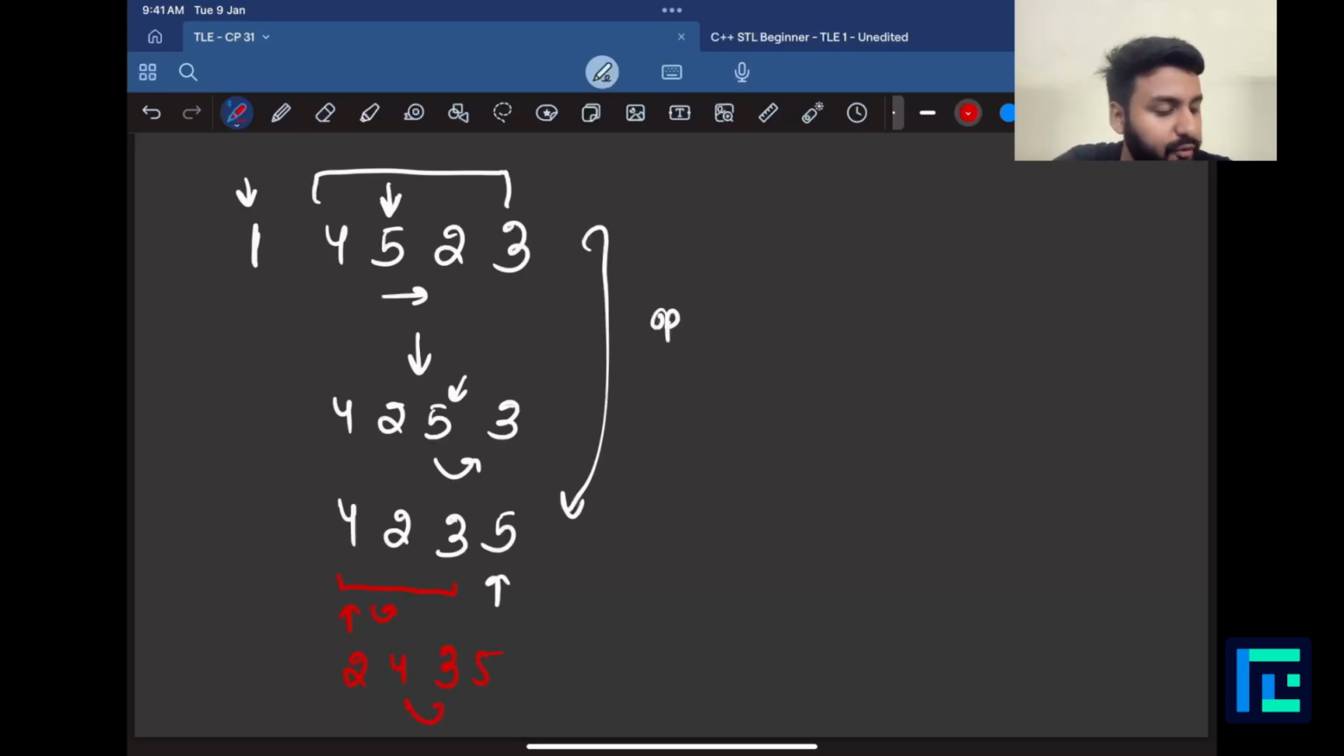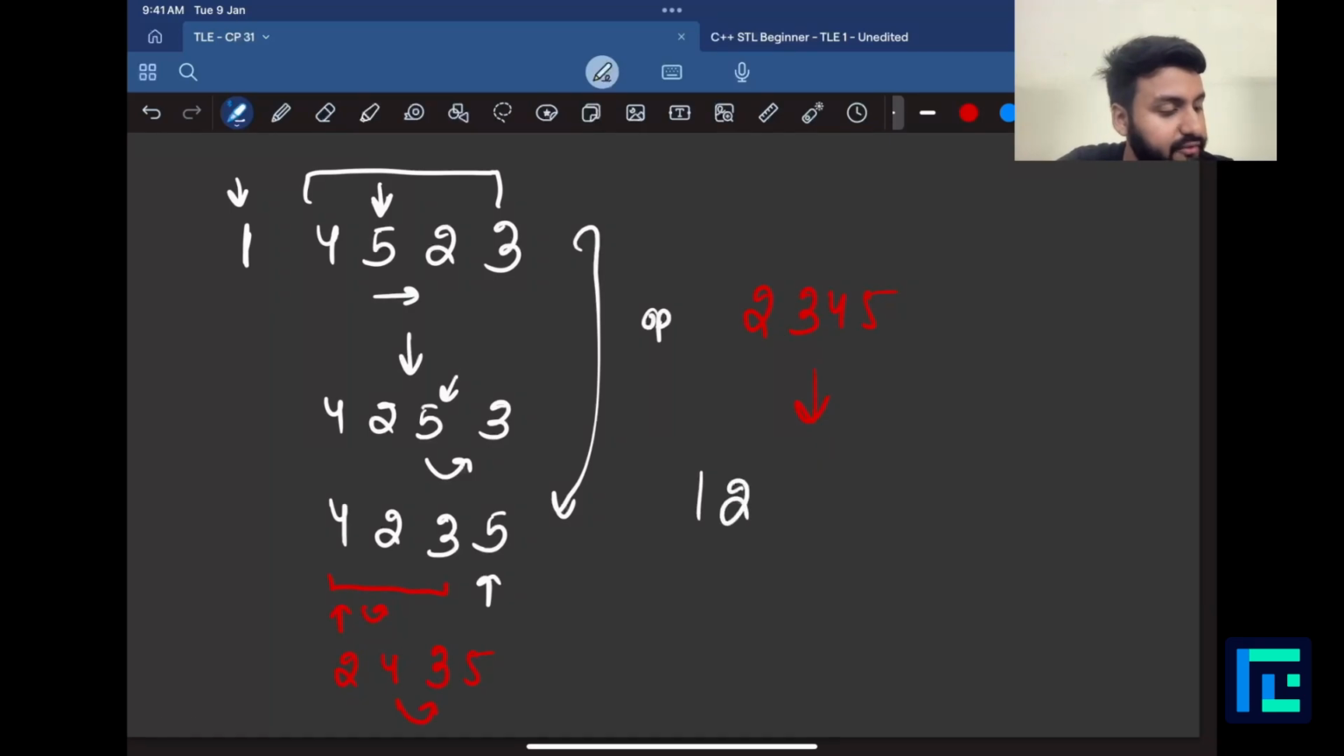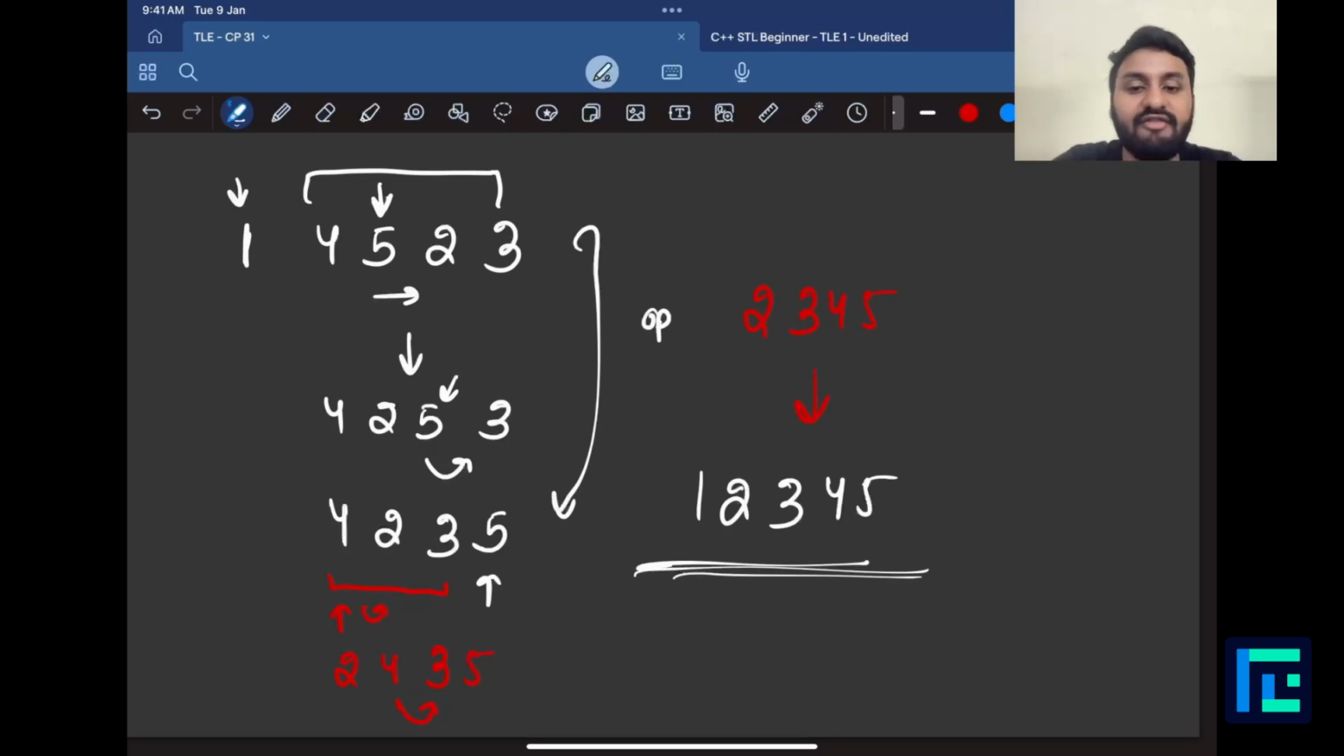Then again move 4 once, so this becomes 2, 3, 4 and 5. And essentially this ends your operations to give you an array that looks like 1, 2, 3, 4 and 5. And you have somehow, of course, in some finite operations, received what you wanted to finally achieve.